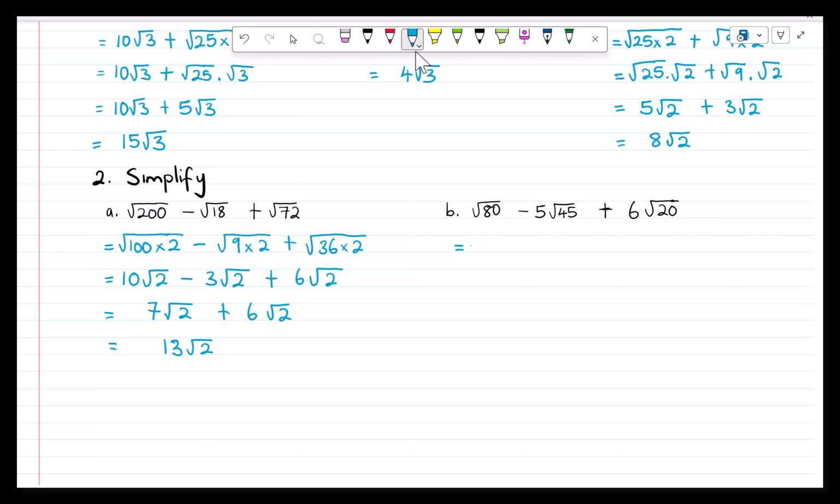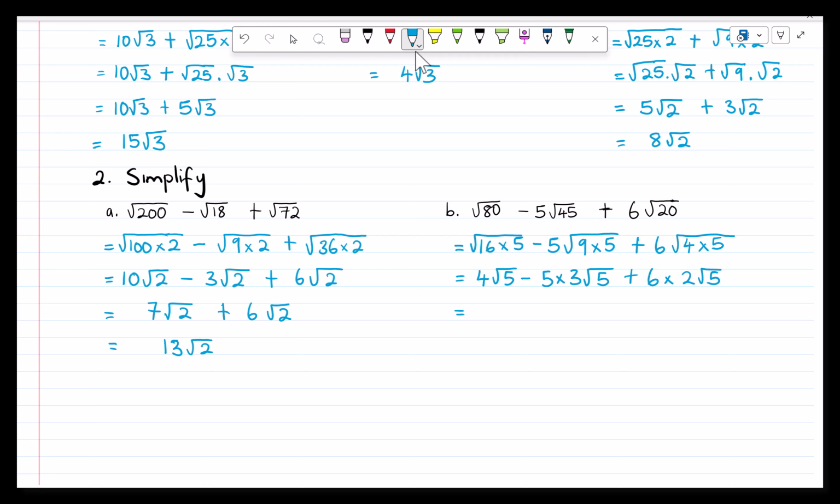Working around with 5, looking for a perfect square for 80, we would have 16 times 5. Hence, for the first one we have 16 times 5, subtract 5 root 45, so that is 9 times 5, and we're adding 6 root 20, for 20 we have 4 times 5. Now moving on, the square root of 16 times 5 gives us 4 root 5, subtract 5 times the square root of 9 times 5, which gives us 3 root 5, because the square root of 9 is 3, plus 6 times the square root of 4, that is 2, so we have 6 times 2 root 5.